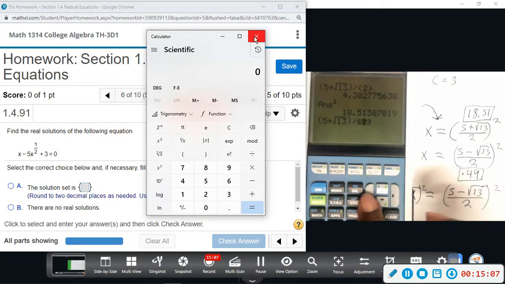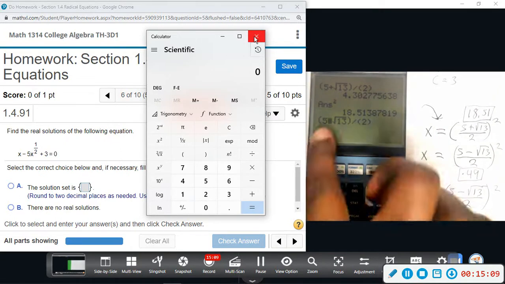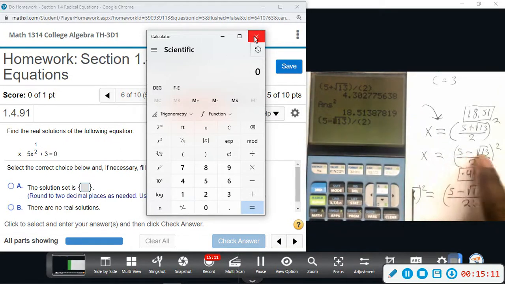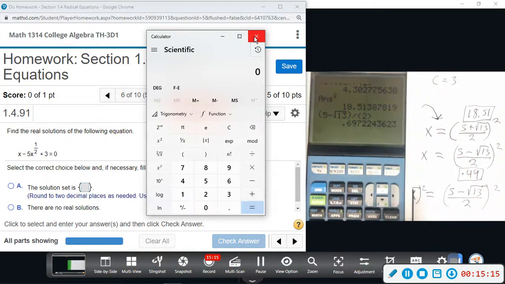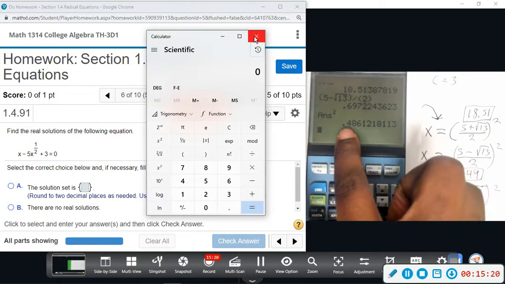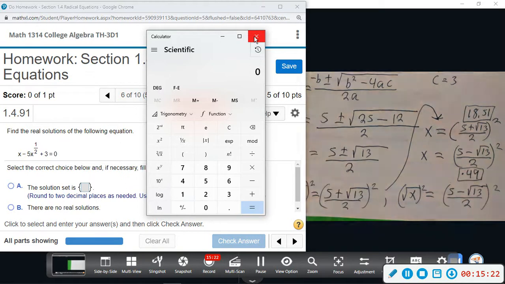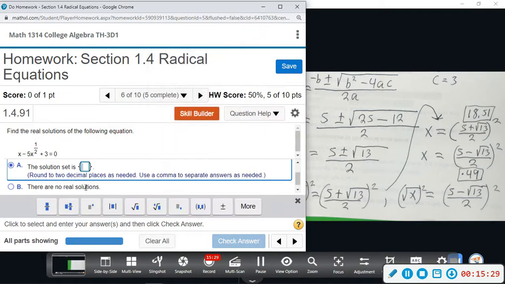The reason I did that, it saves me some time. I can just arrow back and type a minus to get this option, and then I hit enter. It computes it, and then I just hit the squared button, and there we go, 0.486. So I've done it 3 different times. I'm pretty sure that what we've typed in is correct, and we're going to type in those 2 solutions. So 18.51 comma 0.49. So that would be our 2 solutions.